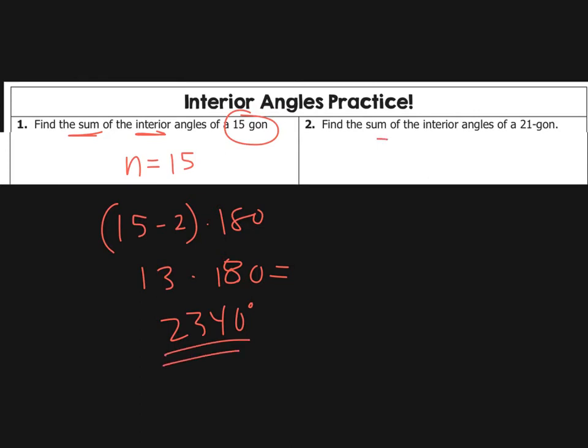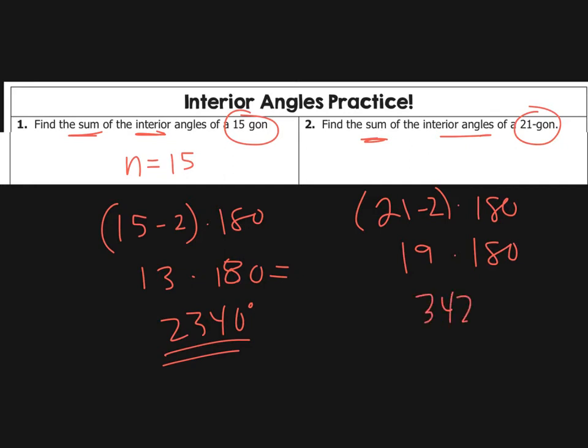Number 2, find the sum of the interior angles of a 21-agon. So again, 21 minus 2 tells us how many triangles there are. Multiply that by 180. 21 minus 2 is 19 times 180 gives us 3420. So that's the sum of a 21-agon.